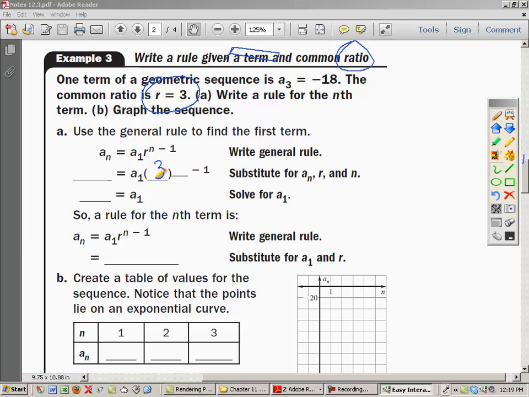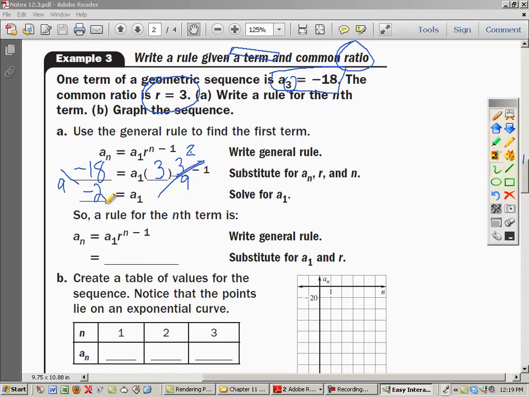All right, we're giving you the third term of the sequence is negative 18. So a sub 3 is negative 18. That becomes a sub 1, which we don't know, times our common ratio of 3, raised to the n minus 1 power. Well, since this is the third term, this becomes 3 minus 1. All right, so 3 minus 1 is 2. This becomes 3 squared, which is 9. So divide both sides by 9, and you get negative 2. So that says that my initial term, my first term, is negative 2.